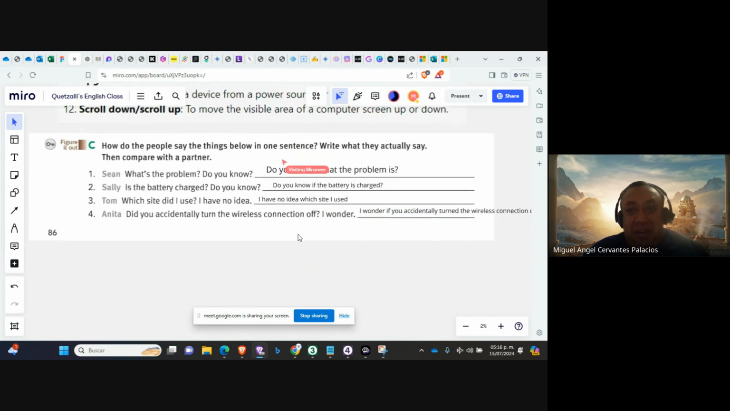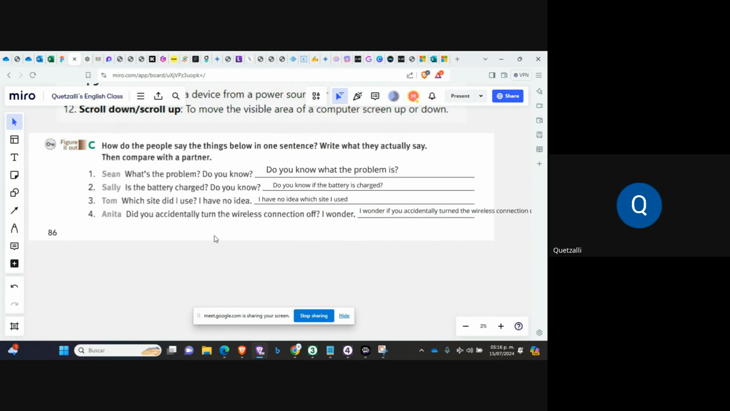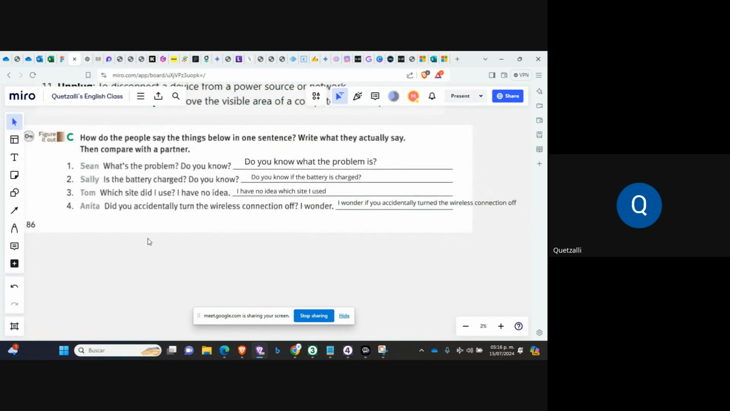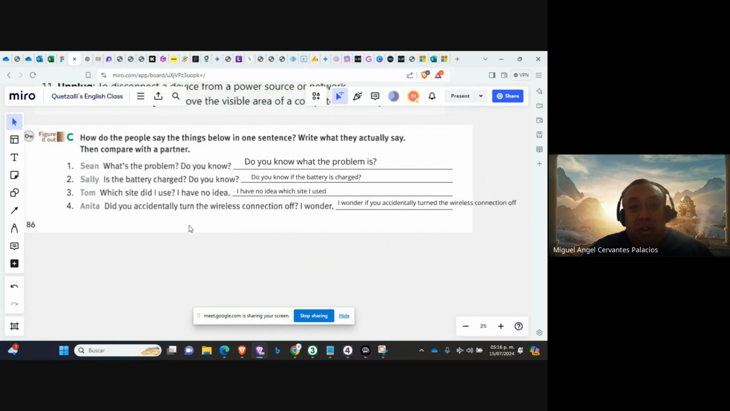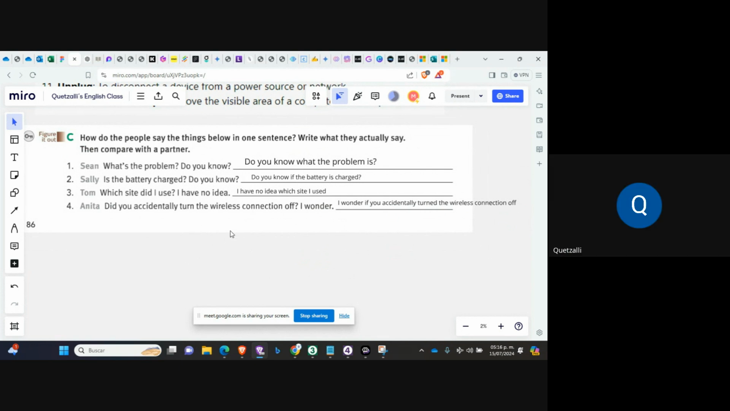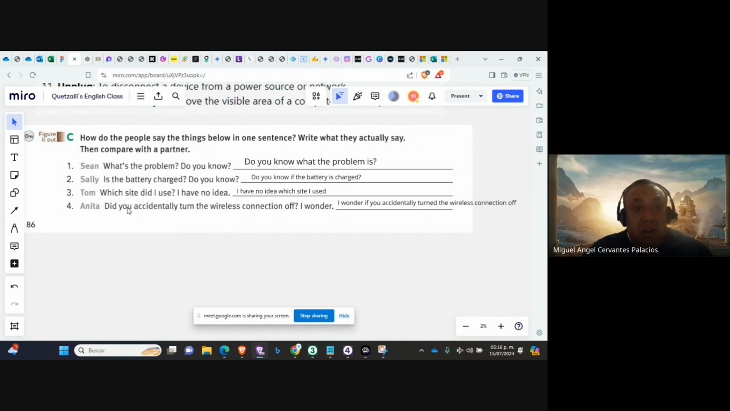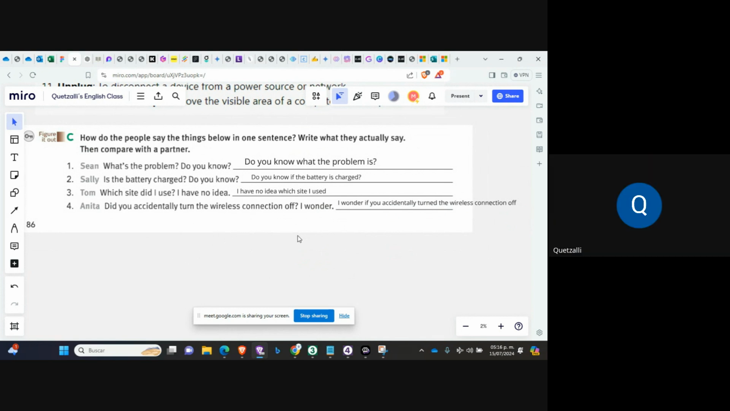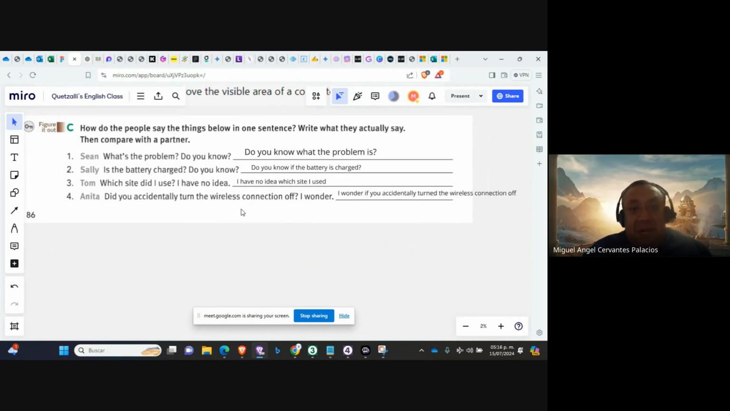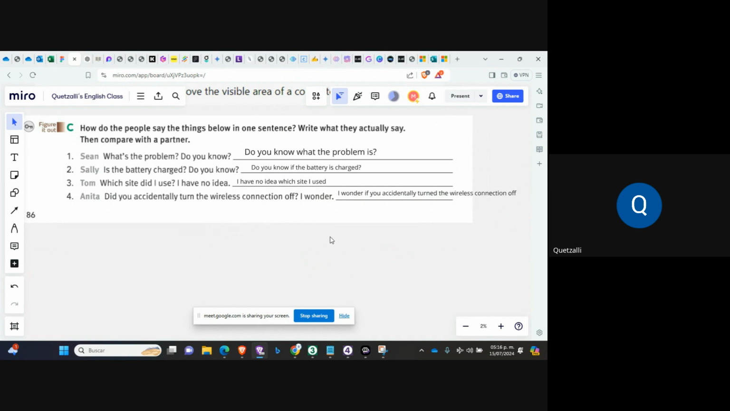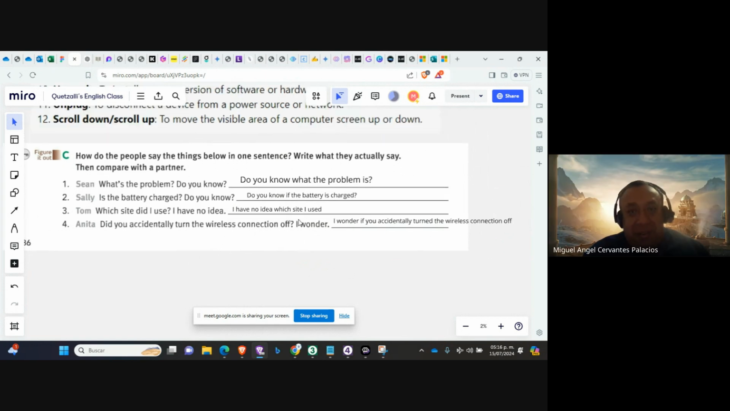I will read the first, okay, and you read the correct option, okay? It says, what is the problem? Do you know what the problem is? Good. Is the battery charged? Do you know if the battery is charged? Good. Which site did I use? I have no idea which site I used. Good. Did you accidentally turn the wireless connection off? I wonder if you accidentally turned the wireless connection off. Very good.